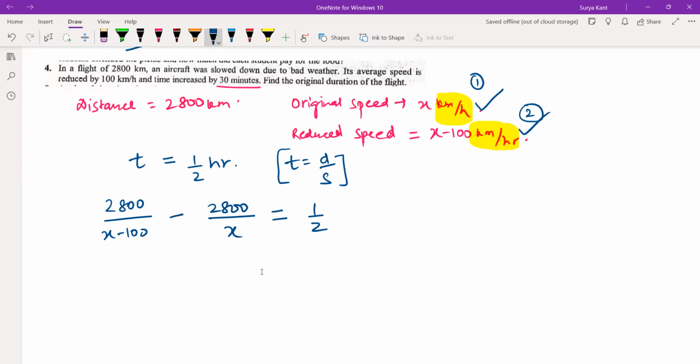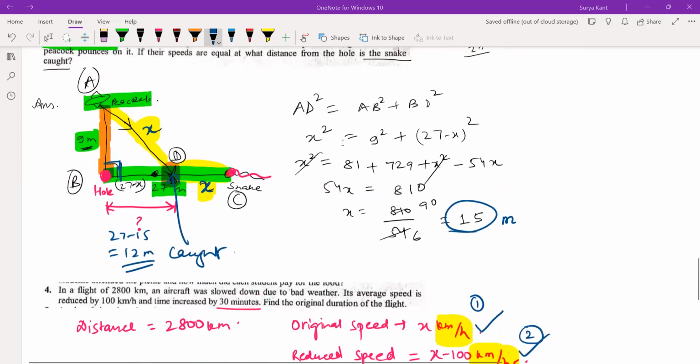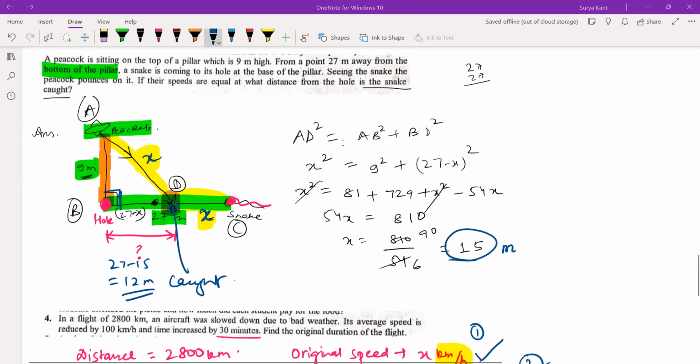So till here, anyone having doubt? No, sir. Mida Hansania, why took 54x? Where is 54x here? Mida Hansini, where is 54x?